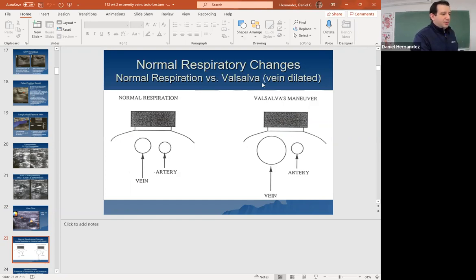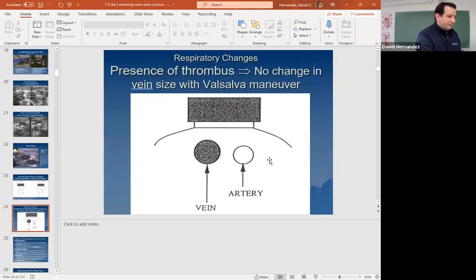So we have normal respiratory changes, normal respiration versus Valsalva. So having the patient Valsalva should increase vessel diameter. In the presence of thrombus, however, there will be no change in vessel size with the Valsalva maneuver. So if we have a thrombosed vessel, and the patient Valsalvas, there'll be no respiratory changes to that vessel itself.